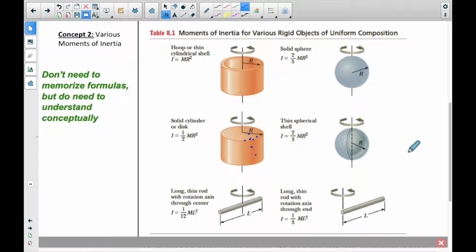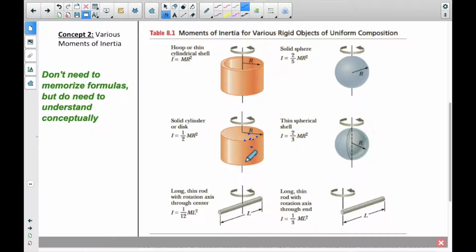We are not going to go into that, and we don't need to memorize that, but you do need to understand conceptually that different objects are going to have a different equation because of the way the mass is distributed.